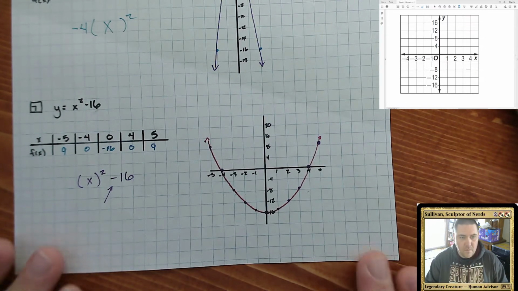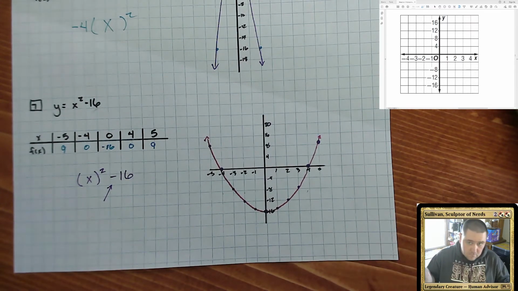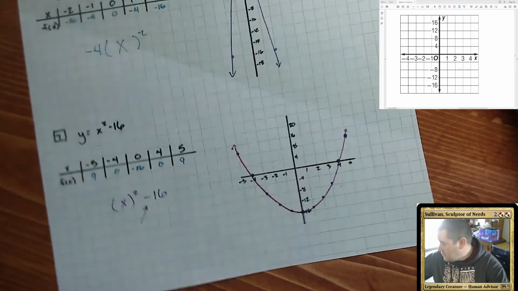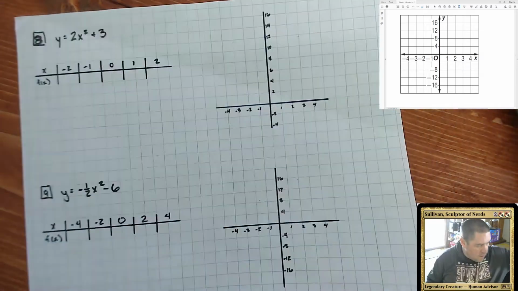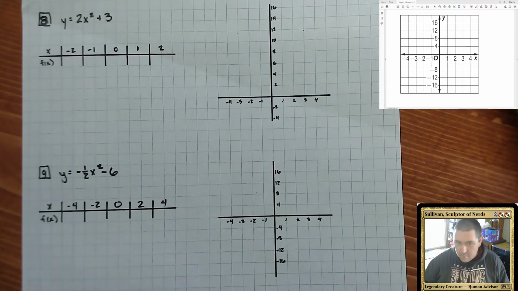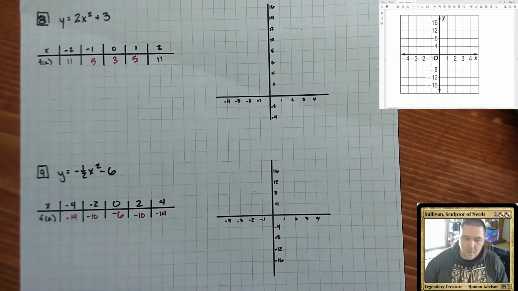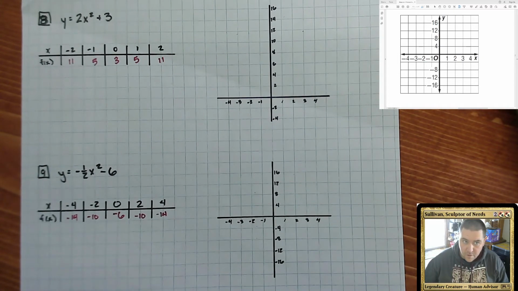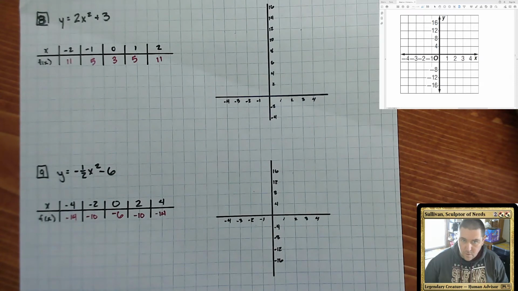All right, so that's all there is to it. Same with 8 and 9. There you go, you got numbers. Are they the right numbers?